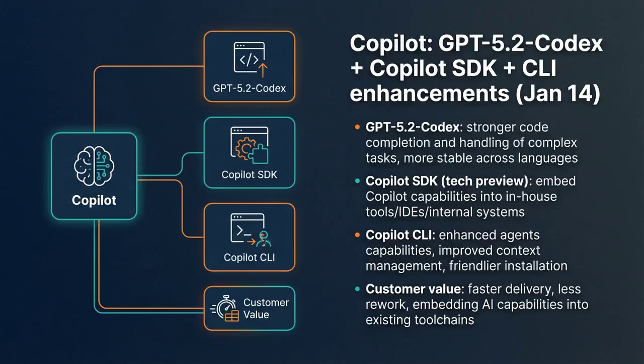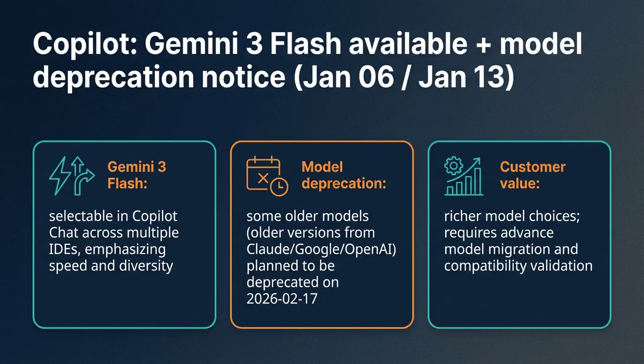Next, I will mention model availability and deprecation timing. Early in the month Gemini 3 Flash became available in Copilot chat for faster and diverse responses. At the same time, some older model versions are scheduled for deprecation on February 17, 2026. That means we should validate model compatibility and plan migrations now. Add model checks to your upgrade plan this week.